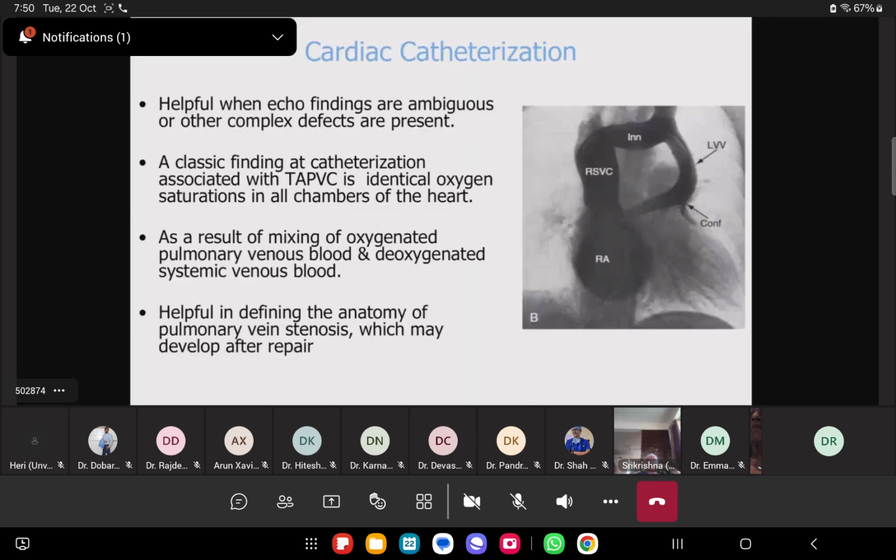Cardiac catheterization is helpful when echo findings are ambiguous or other complex defects are present. A classic finding in cardiac catheterization associated with TAPVC is identical oxygen saturation in all chambers of the heart, as a result of the mixing of oxygenated pulmonary venous blood and deoxygenated systemic venous blood. It is also helpful in defining the anatomy of pulmonary vein stenosis, which may develop after the repair.